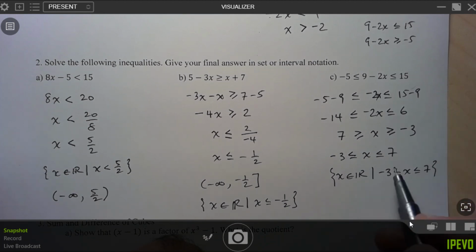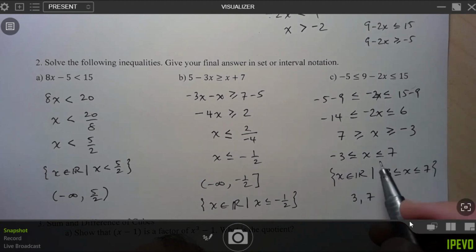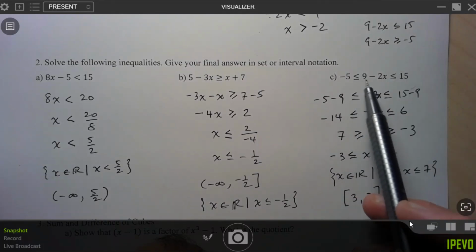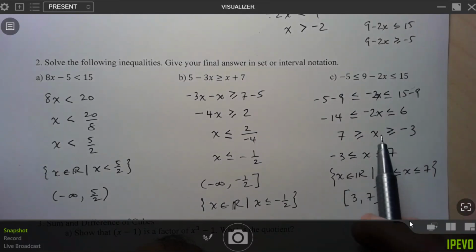Or, much simpler, I can use interval notation, so negative 3 and 7. And since they're both equal to, I'm going to include them. So that means all numbers between negative 3 and 7, including negative 3 and 7, satisfy these two inequalities. All right, that's it for now.